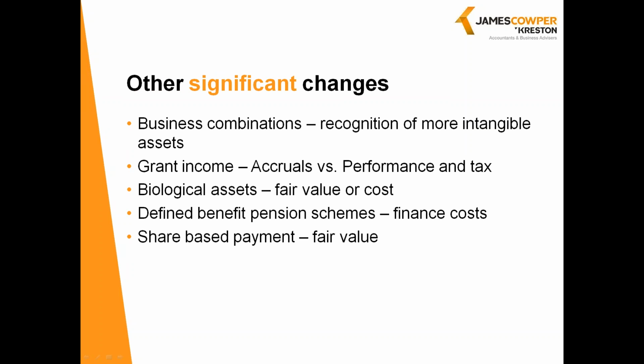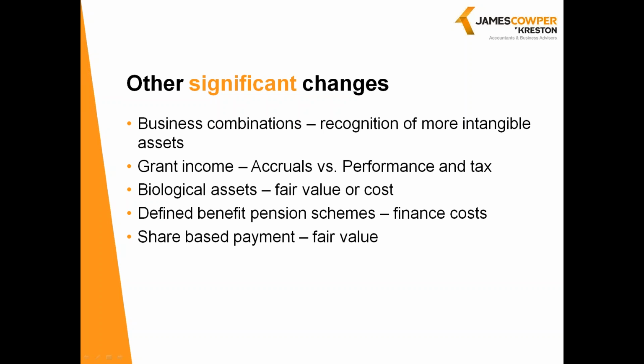There have been some other significant changes, but we don't propose to go into too much detail during this webinar. The first of these is business combinations. Small groups are typically not required to prepare consolidated accounts, but where they either choose to or are required to by, say, a bank, then the accounting for an acquisition is now different, and could result in the recognition of more intangible assets, such as customer relationships, customer lists, intellectual property, and the amortization of these intangibles could lead to differences in reported profits.